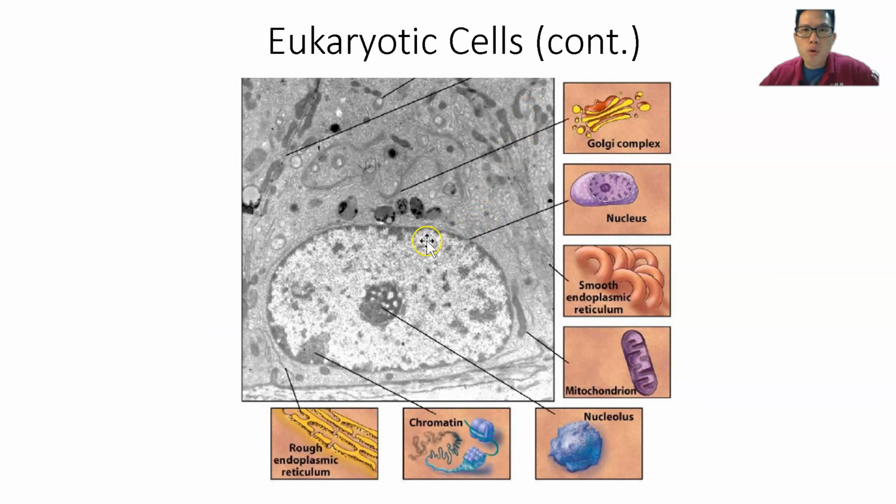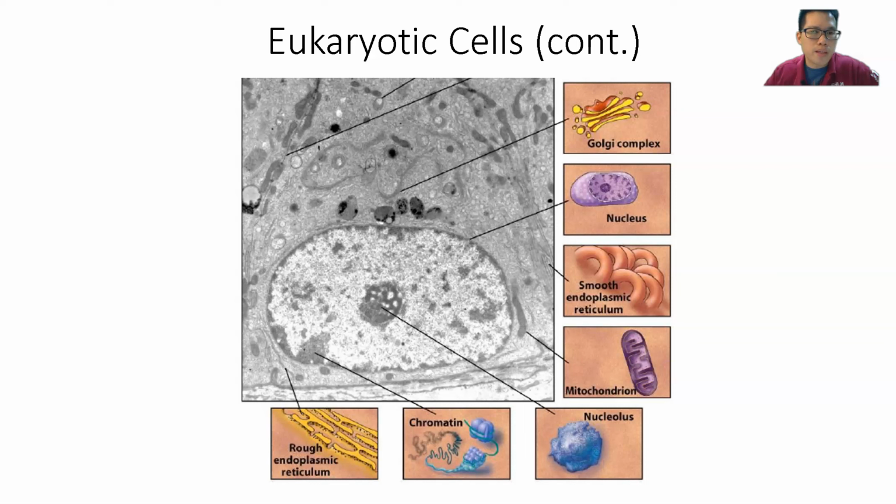If you're looking more closely into a cell, they have what we call organelles in there. All these organelles have different types of functions. We're going to go through them one by one later on. For example, they have rough endoplasmic reticulum, chromatin, nucleolus, mitochondria, smooth ER, then the nucleus, then the Golgi complex and so forth.